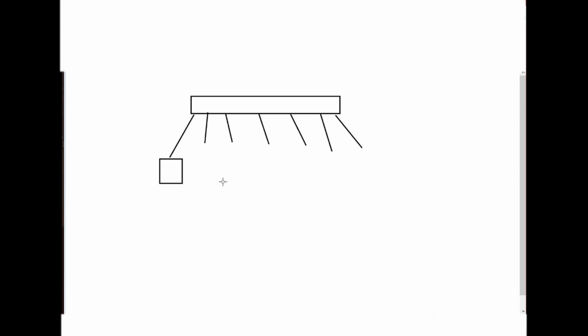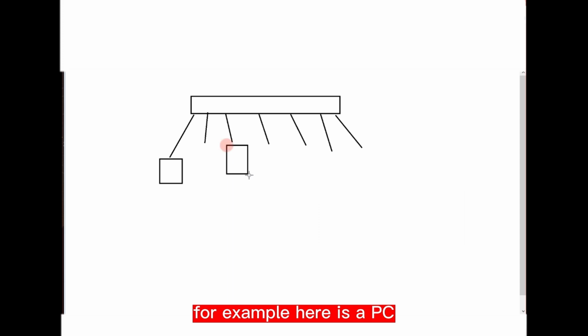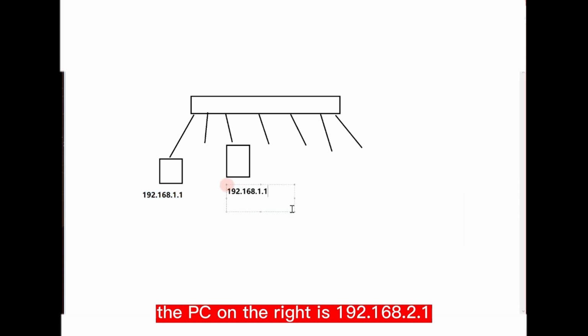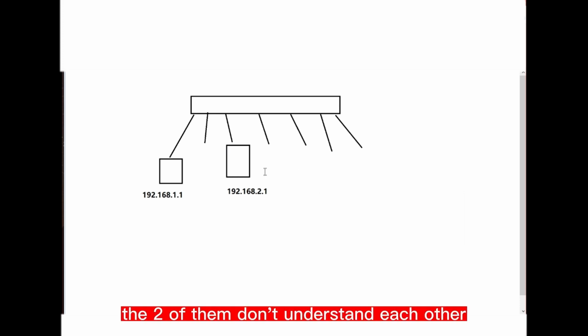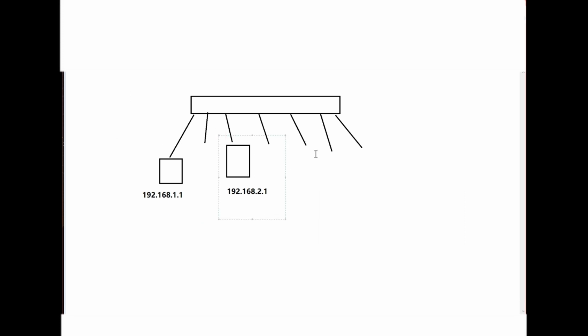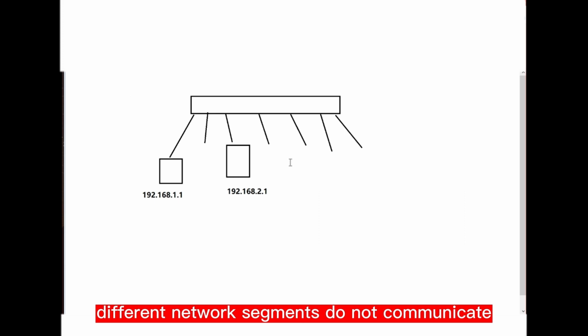Some may think: just configure different network segments for the PCs. For example, here is a PC, I am 192.168.1.1. The PC on the right is 192.168.2.1. The two of them don't understand each other. If I now draw different network segments for different departments, and they are all connected to a device, they also don't work. VLAN also does not work. Different network segments do not communicate.